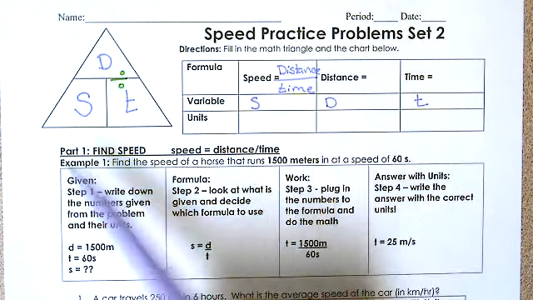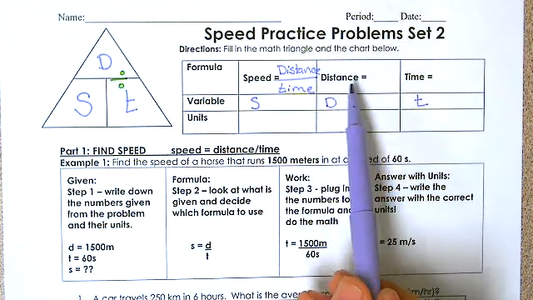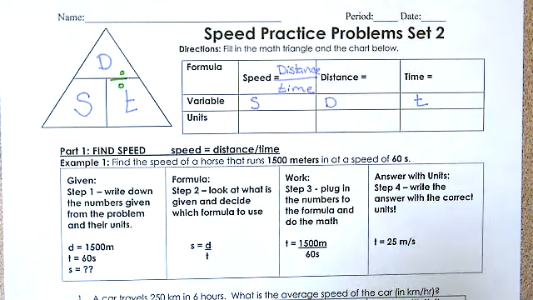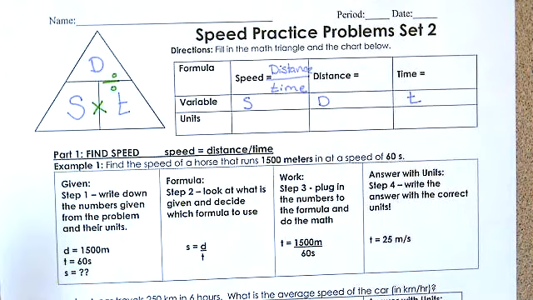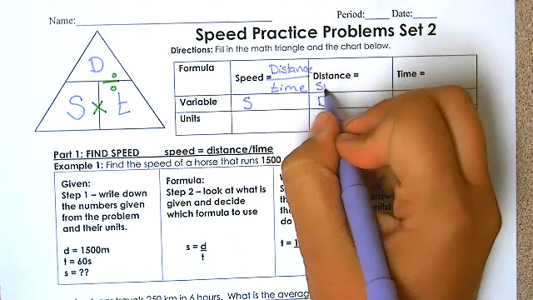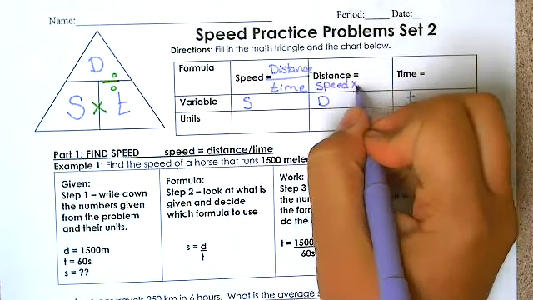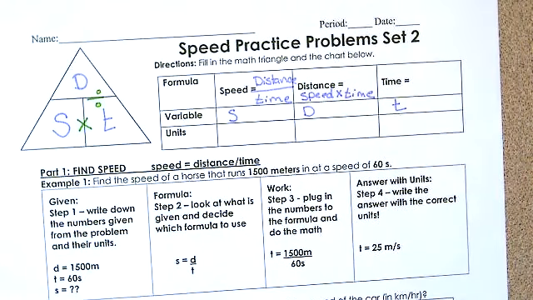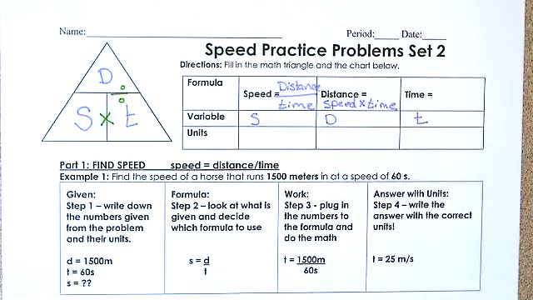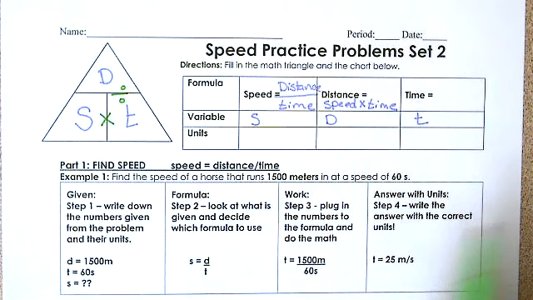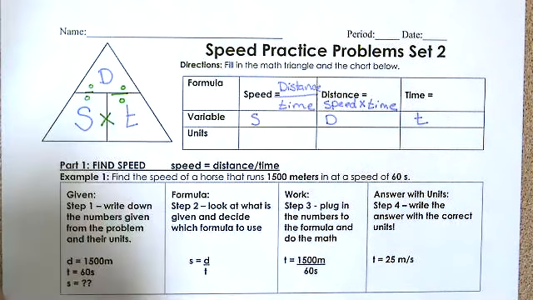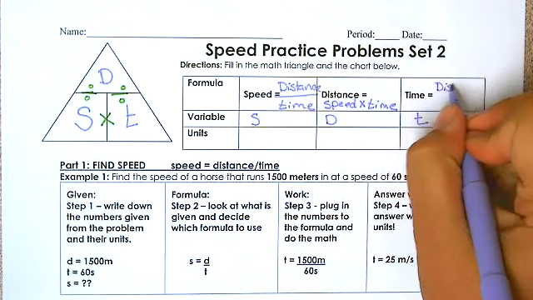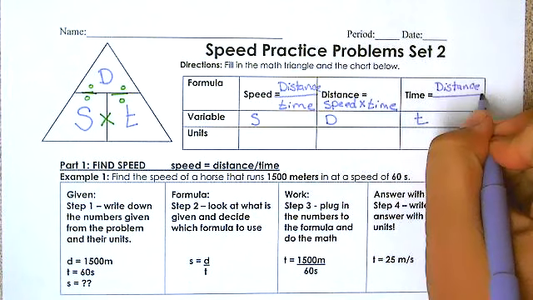Okay? So our next formula here, distance equals speed times time. So you can put a multiply right there, speed multiplied by time. And then our third formula is time equals distance divided by speed. So time is distance divided by speed.